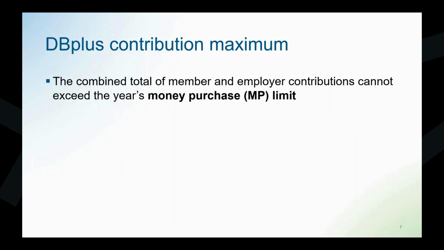When calculating DBplus contributions, there is an annual maximum. The combined total of member and employer contributions cannot exceed the year's money purchase limit, or MP limit. The MP limit for 2025 is $33,810. The 2026 limit was released last week and will be $35,390. Our rates at a glance page on our website will be updated later this month, and PAL will be updated as well with this rate, and will be ready for when you report member events next year.